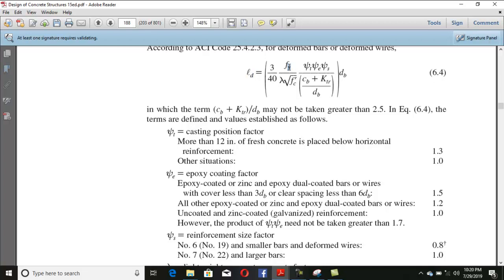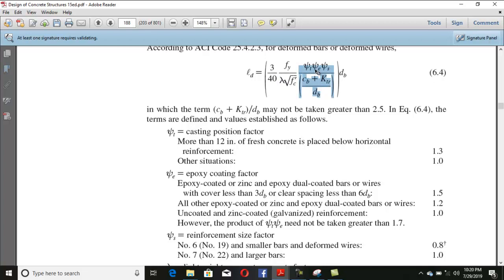Fy, as I already mentioned, is the term that replaces Fs. Lambda is the factor introduced for normal weight concrete and lightweight concrete. Fc prime is the compressive strength of concrete, a well-known term. Now, the most important thing is this equation.